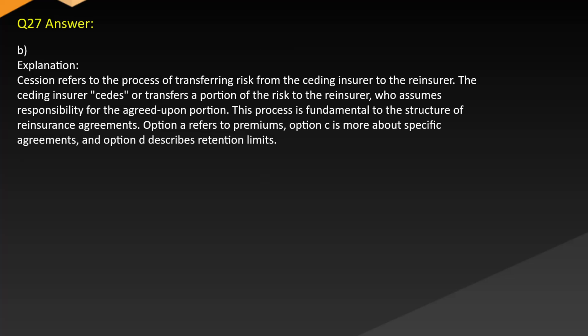Answer. B. Explanation. Cession refers to the process of transferring risk from the ceding insurer to the reinsurer. The ceding insurer cedes or transfers a portion of the risk to the reinsurer, who assumes responsibility for the agreed-upon portion. This process is fundamental to the structure of reinsurance agreements. Option A refers to premiums, option C is more about specific agreements, and option D describes retention limits.